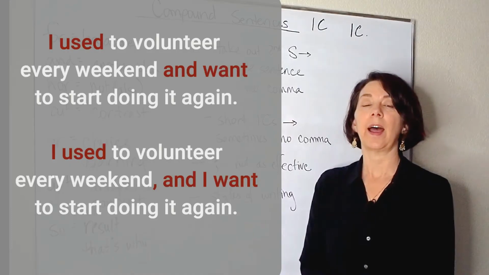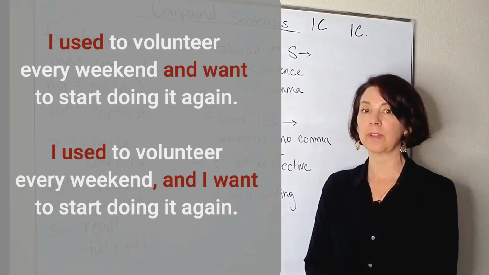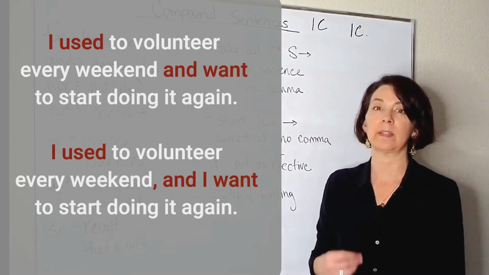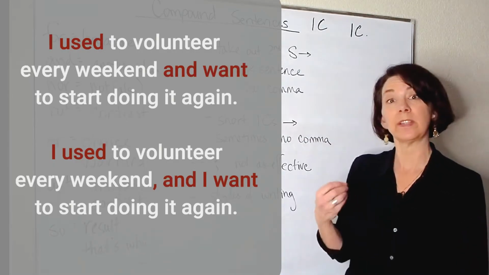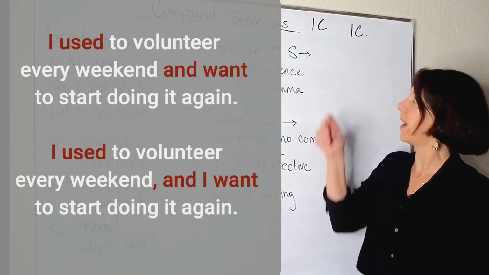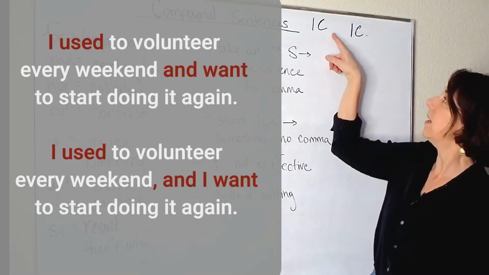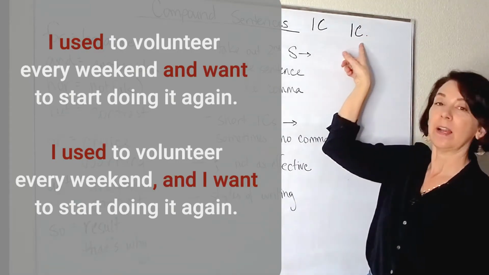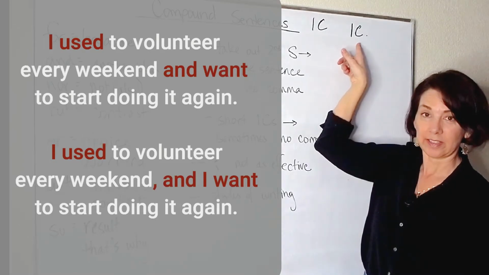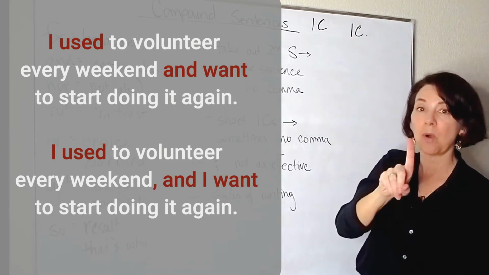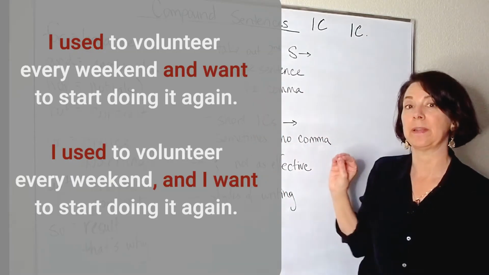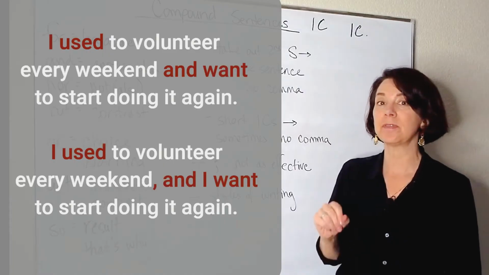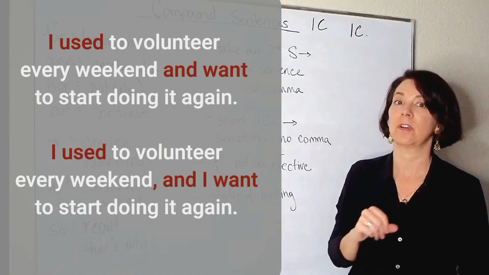So notice here that I have I as the subject in both clauses. I can take the subject out of the second clause. This actually makes the sentence more concise. This is a good idea to do sometimes, but when I do that, we no longer have the IC, comma, conjunction, IC pattern. Instead, this clause is not an independent clause anymore. It becomes one simple sentence, one independent clause with one subject and two verbs. I used to volunteer every weekend and want to start doing it again.